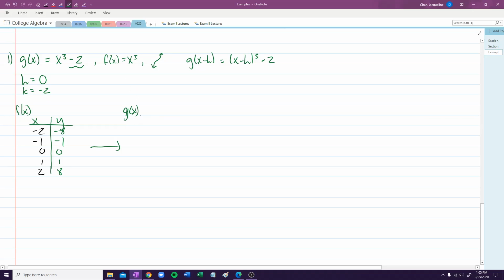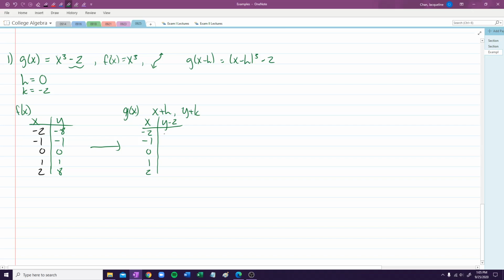Remember, same thing. When you do that, you're going to look for x plus h and then y plus k. In this case, x plus h is just 0, so I'm going to leave this as x, and for y plus k, it's going to be y minus 2. For this x, there is no horizontal translation. So what does that mean? I just have to copy this down because x equals x: negative 2, negative 1, 0, 1, 2.